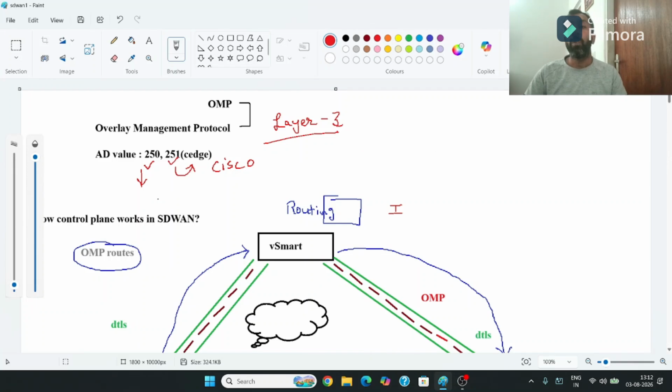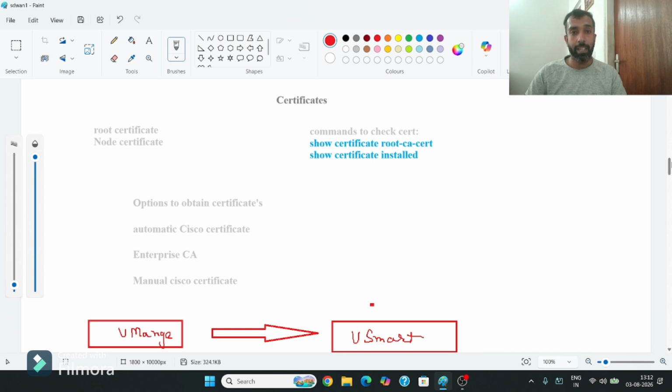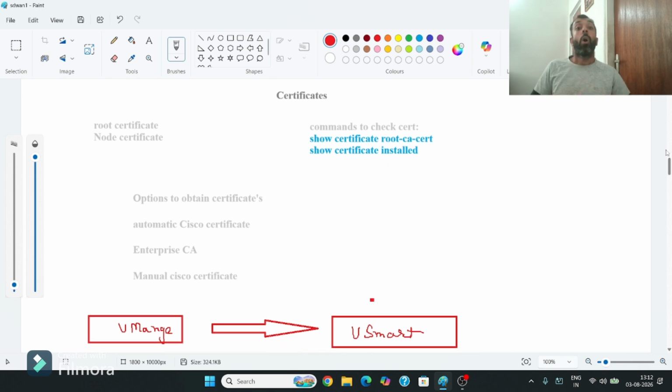Now, after OMP protocol, the next topic for discussion will be certificates. On your SD-WAN network, there are devices. Devices need certificates. How many certificates does a device need? Devices need two kinds of certificates. The first kind of certificate is known as root certificate, and the second kind of certificate is known as node certificate, or you can also say device certificate.